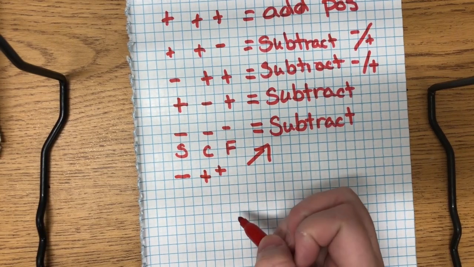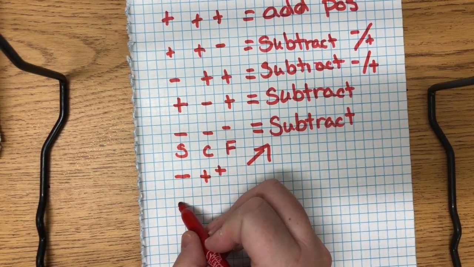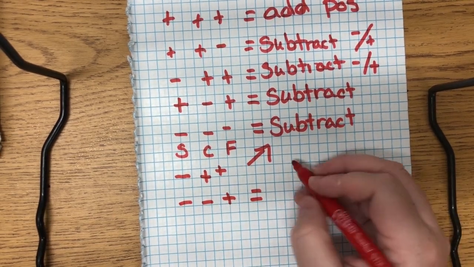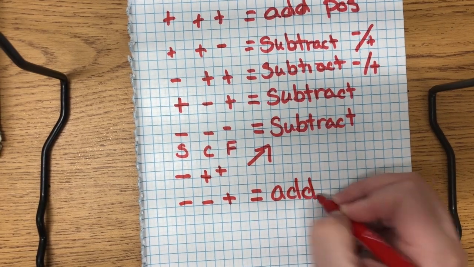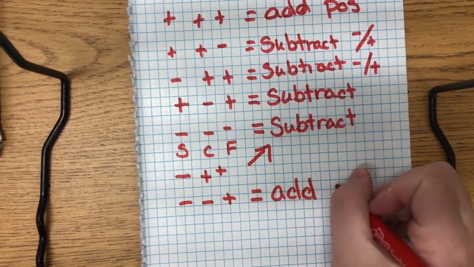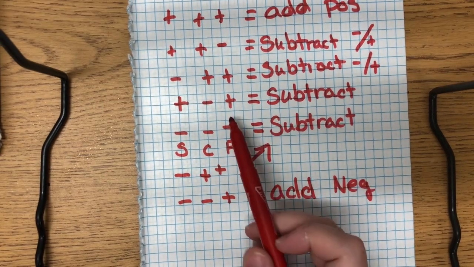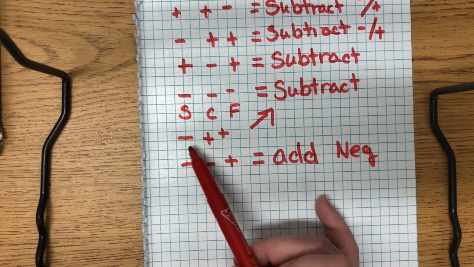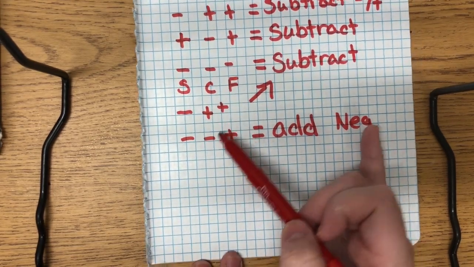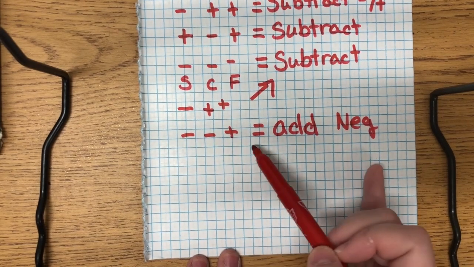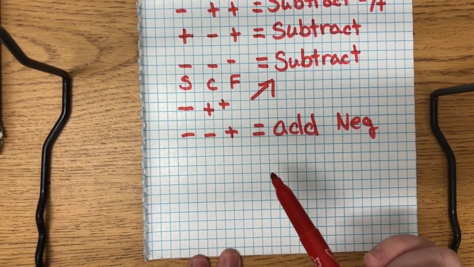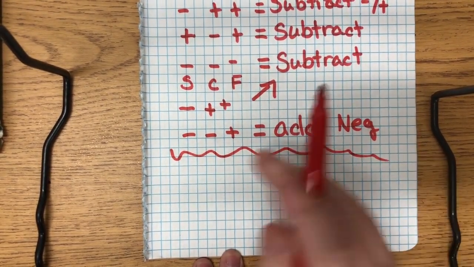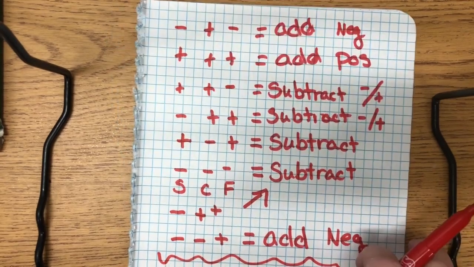Now, if you have a negative minus a positive, you're actually going to add those numbers, and it's going to end up being a negative. So I did two positives, subtracting two negatives, subtracting a negative and a positive, subtracting a negative and a positive. I think that's it. Now, that is all adding and subtracting with real numbers.